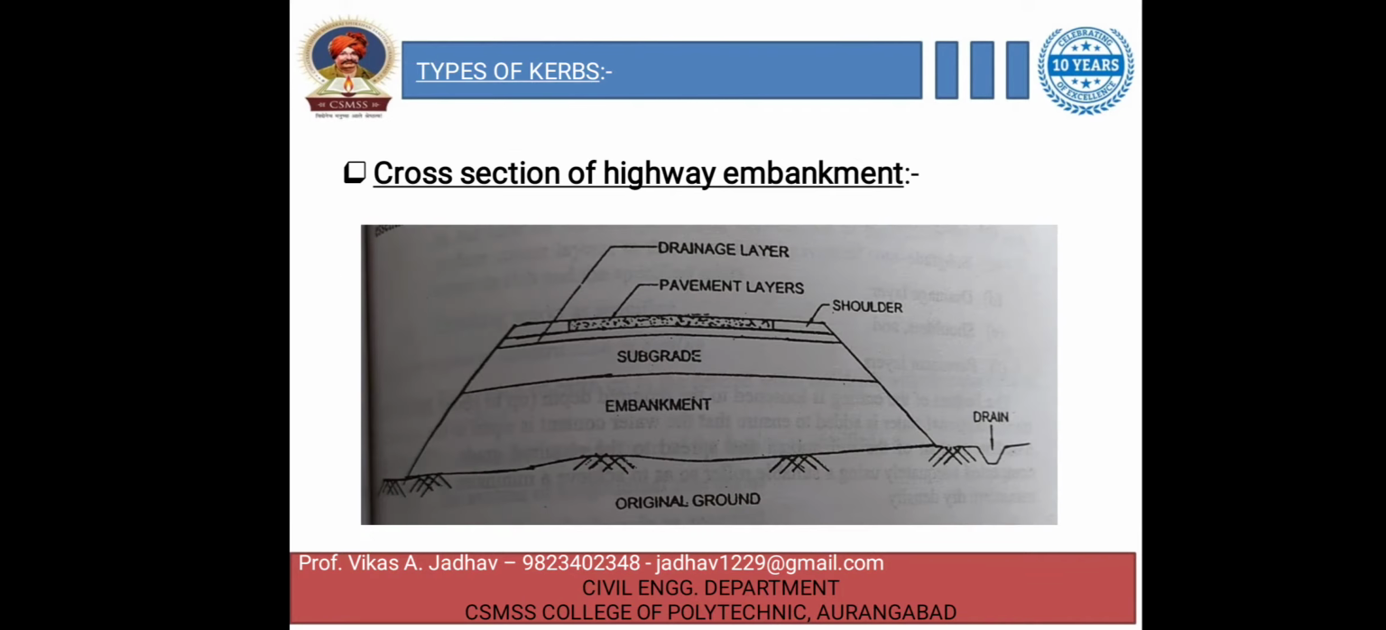As you can see in the cross section of the road, here at the bottom there is embankment. On that embankment subgrade is provided, and on that subgrade the rigid or flexible pavement is raised. So this is the cross section of highway embankment.